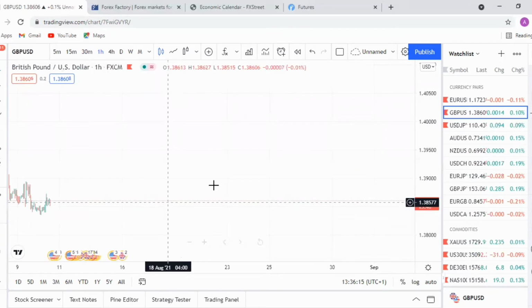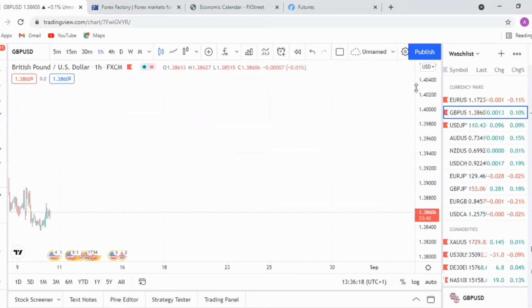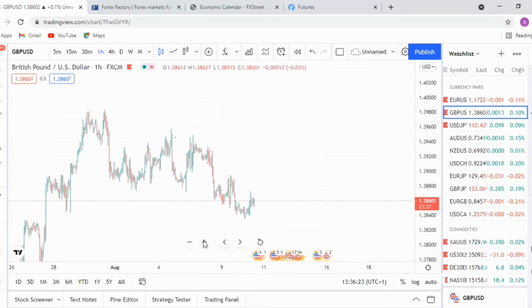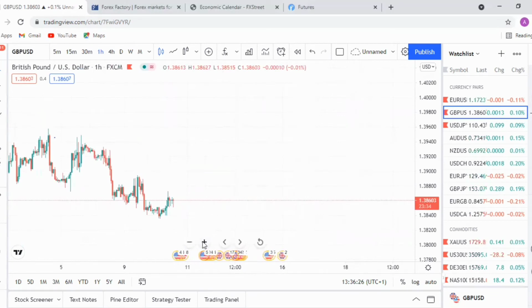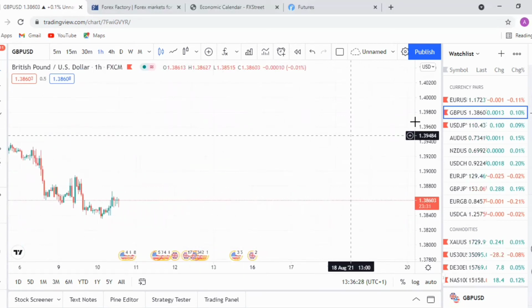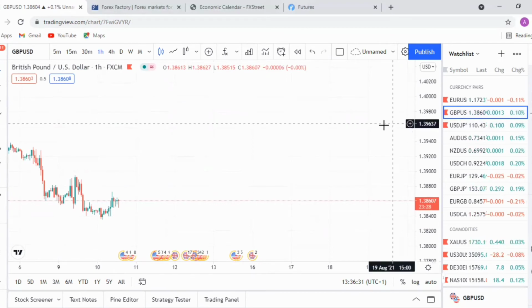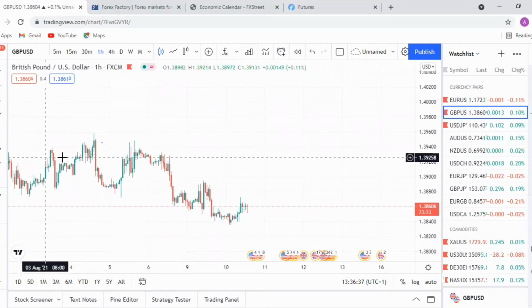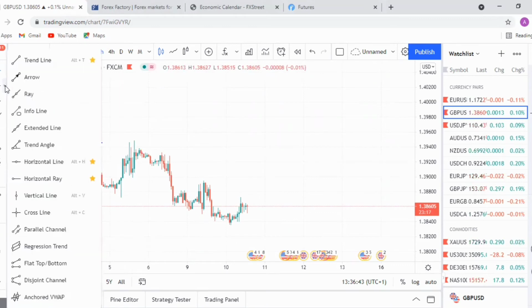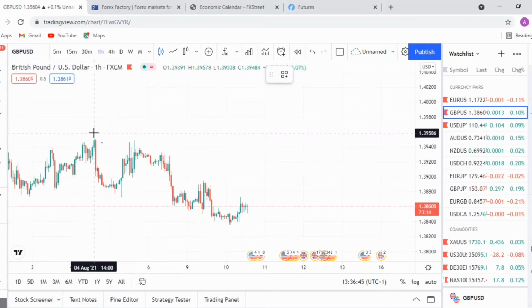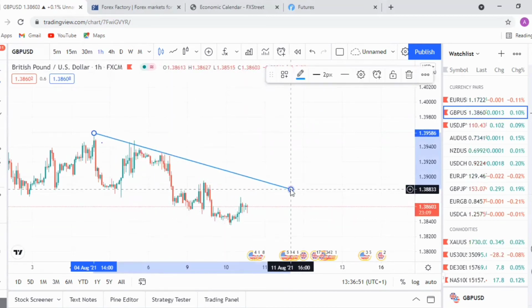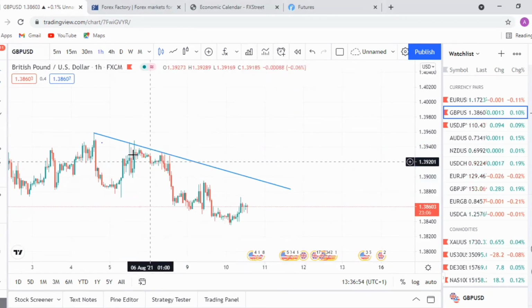Let me expand this. Okay, so looking at the 1 hour time frame, you can see that the market structure is making more lower highs and lower lows. So if you come here, you can see that the market is making lower highs and lower lows.